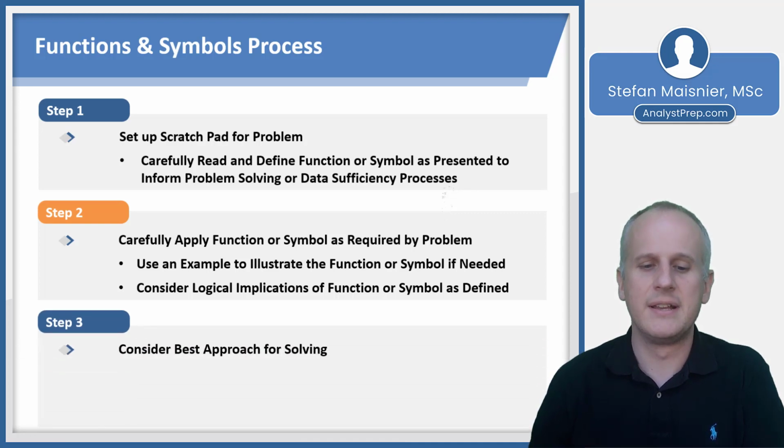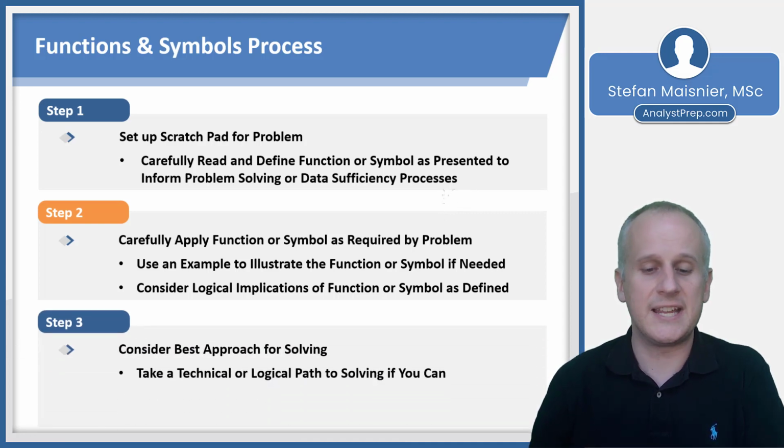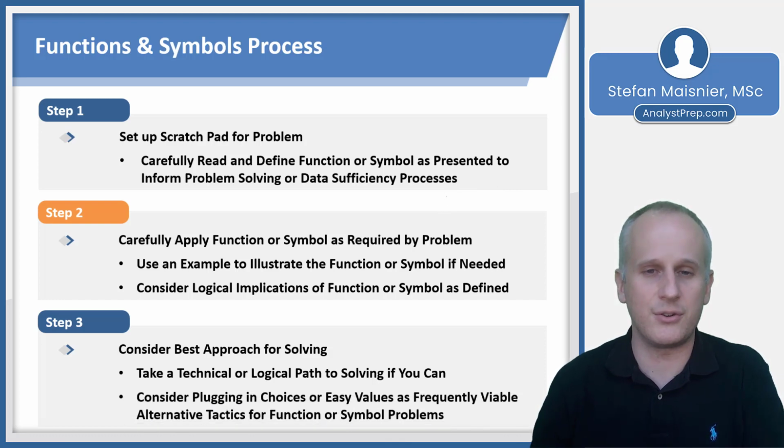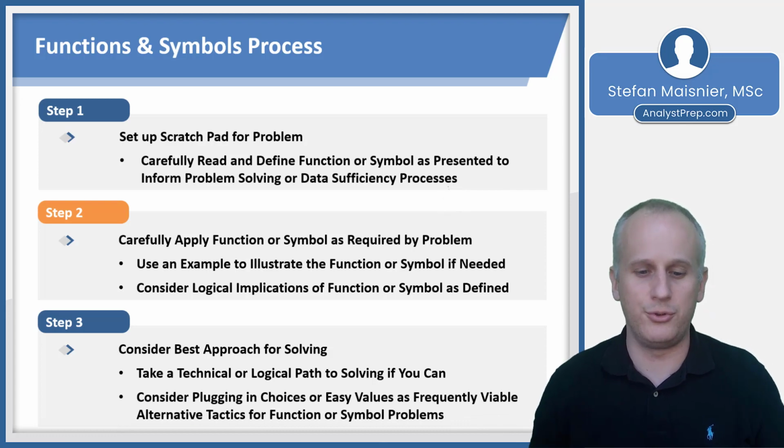Then step 3, consider the best approach for solving. Take a technical or logical path to solving if you can, like we just did. You're like, okay, it's got to be 6, right? Just think about it in that logical fashion rather than being overwhelmed. And consider plugging in the choices or easy values to model as a frequently viable approach, because oftentimes you're going to be able to use alternative tactics.